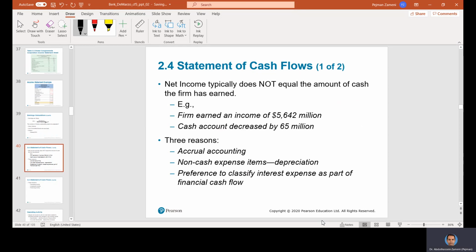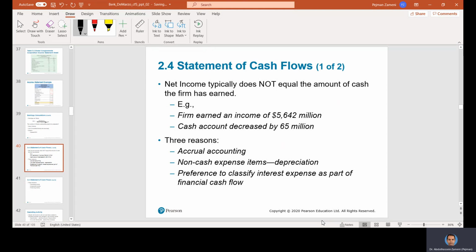Okay, statement of cash flows. Cash in, cash out. How the company's cash flow works. We're going to see it in the proper and organized format. Net income typically does not equal the amount of cash the firm has earned. For example, the firm earned an income of $5 million, but the cash account decreased by $65 million. Why does such a thing happen?